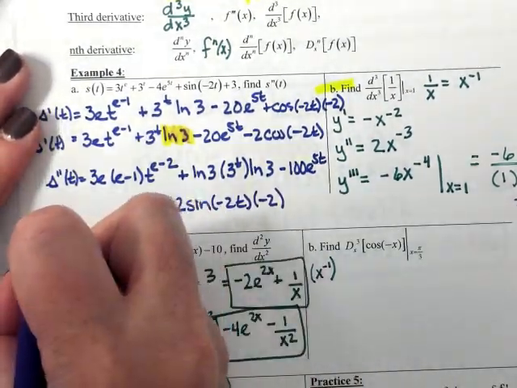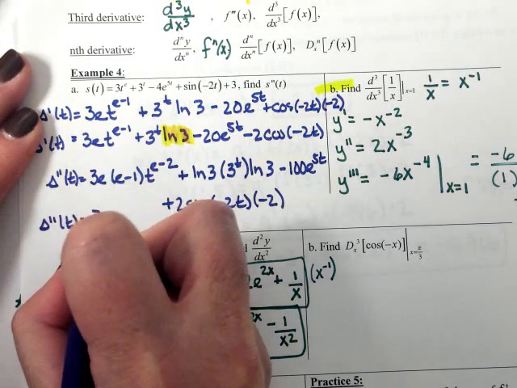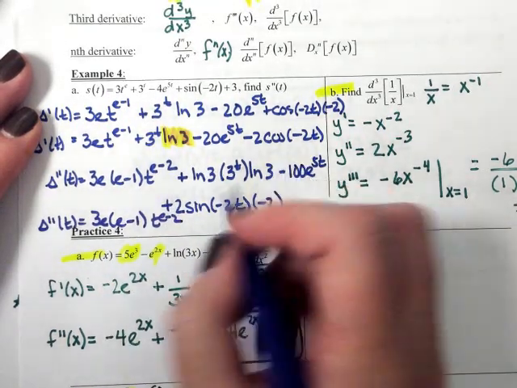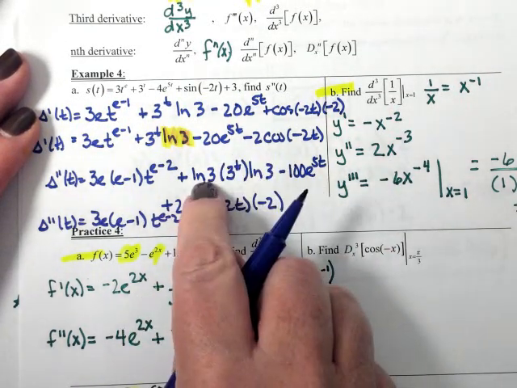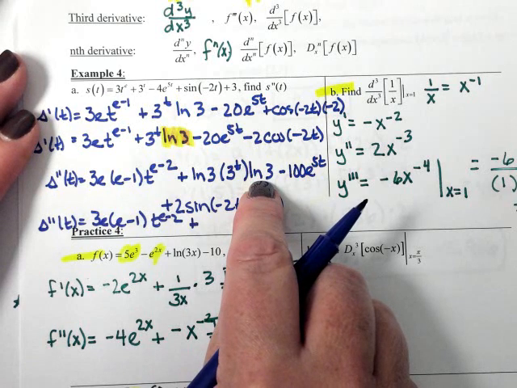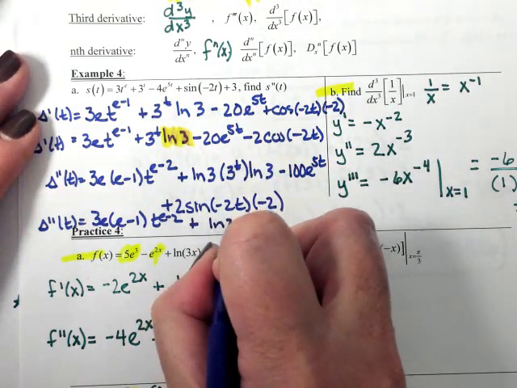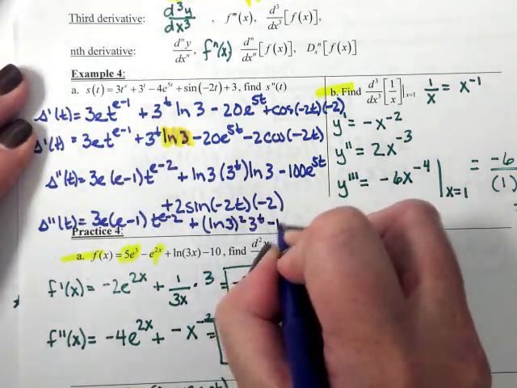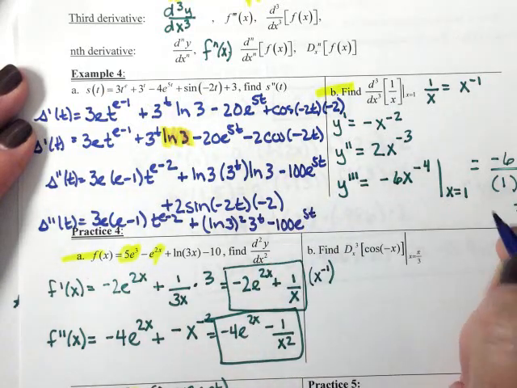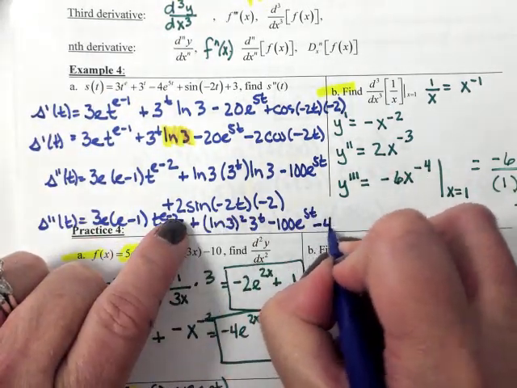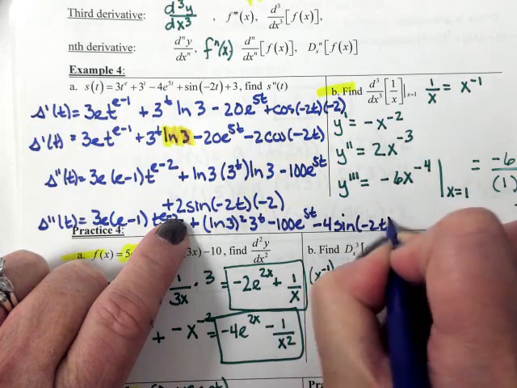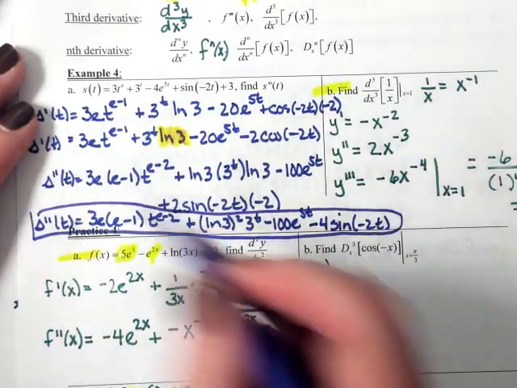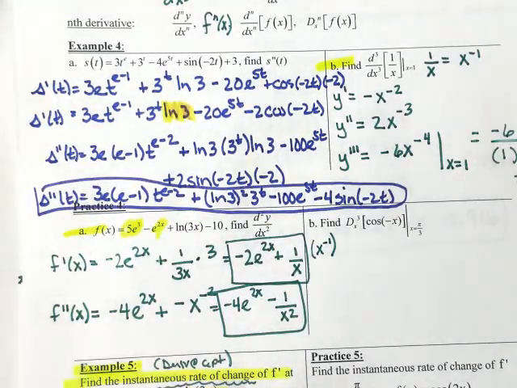So when I clean up the second derivative, I have 3e times e minus 1 times t raised to the e minus 2, plus natural log of 3 times natural log of 3, which gives me natural log of 3 squared, times 3 to the t, minus 100e to the 5t, and then this is going to become a minus 4 sine of negative 2t when I clean up that second derivative. So just be careful you recognize what are constants and what are not, so you avoid using that product rule.